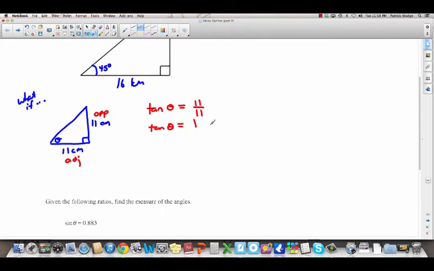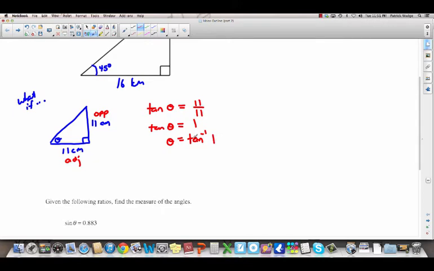So I want to know for which angle, if I take tan of that angle, I get 1. Now again, we know the answer is 45, but I just want to show you how you would do this if you didn't know the answer was 45. What you do is you take inverse tan. So we want to know what the angle is, and the angle is equal to tan negative 1 of 1.